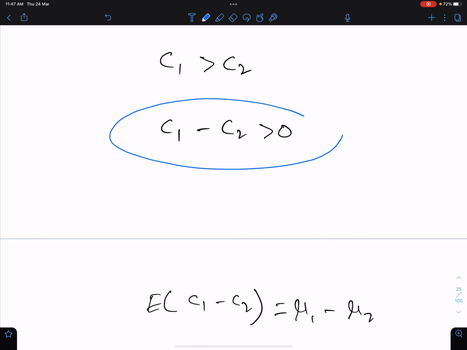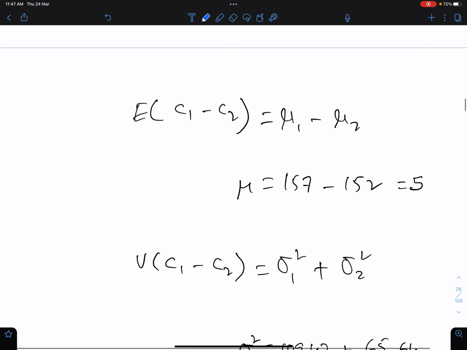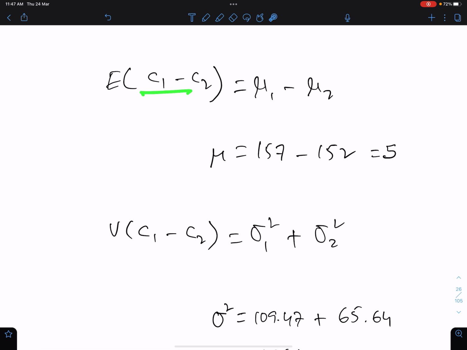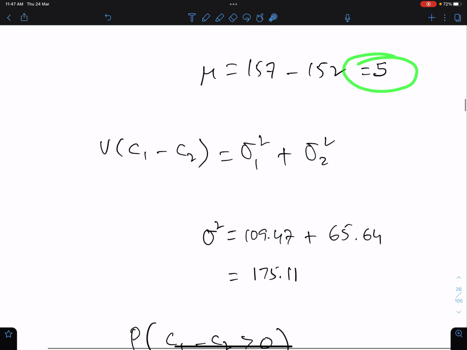Since we need this probability, first find the mean and variance of this C1 minus C2. C1 minus C2 means mu1 minus mu2, this is 5. In variance, we always replace the negative sign by a positive sign because variance is always positive. So this is the variance of C1 minus C2.